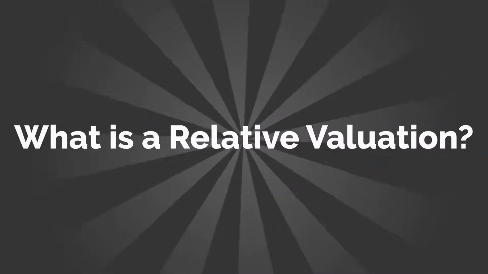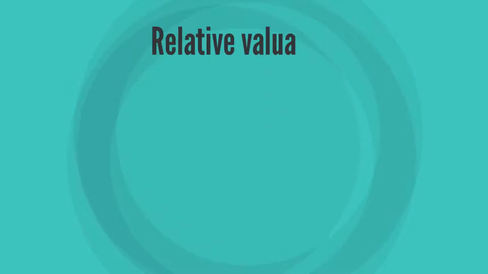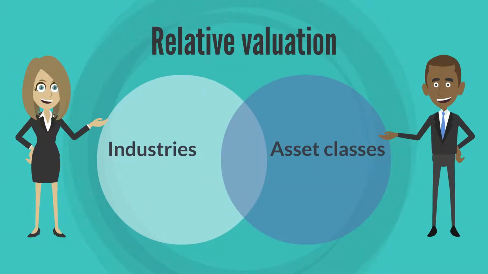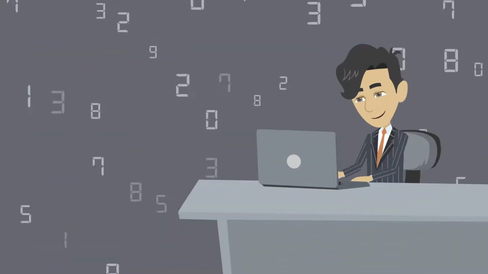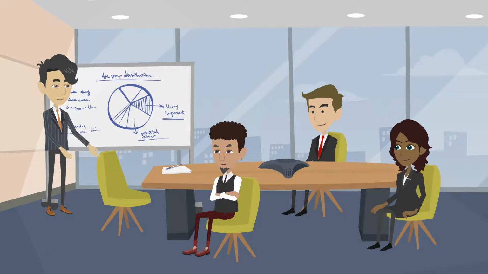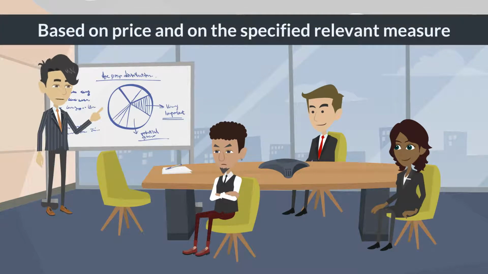What is a relative valuation? A relative valuation relies on the use of ratios in comparable industries and asset classes. The relative valuation approach estimates the value of an asset using ratios. The ratio is determined based on price and on the specified relevant measure.